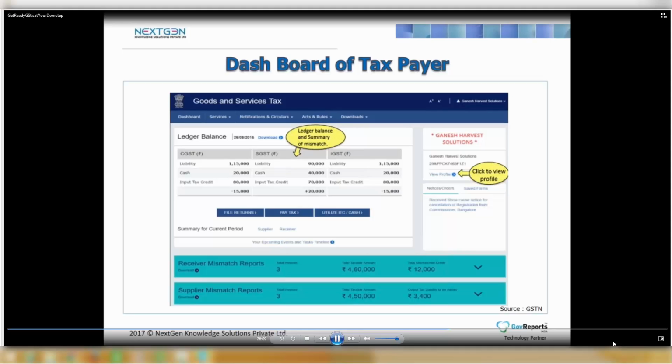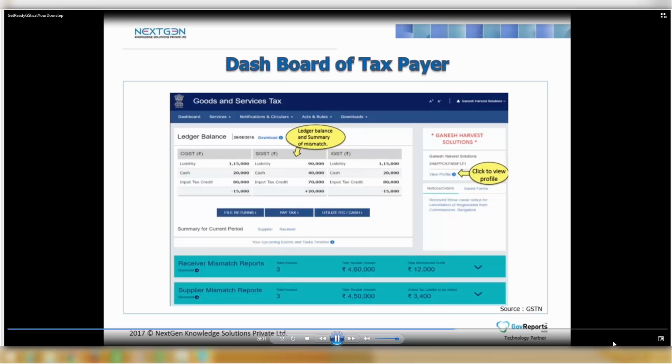Then he will have an SGST account where the liability, for example, in the screen you can see is rupees 90,000 and the tax deposited by him is rupees 40,000 and the input tax credit to which he is entitled and which has been credited to his credit ledger is 70,000. So here he has got a surplus of rupees 20,000.